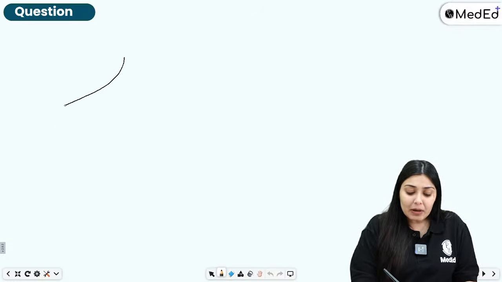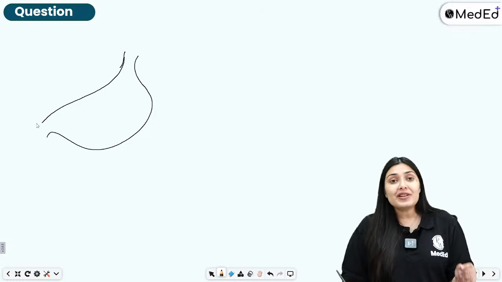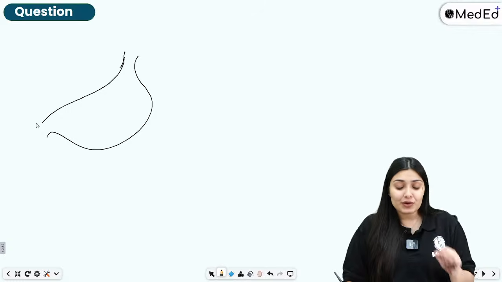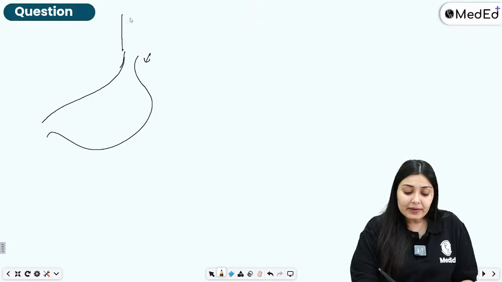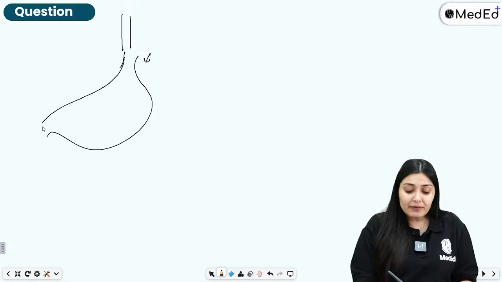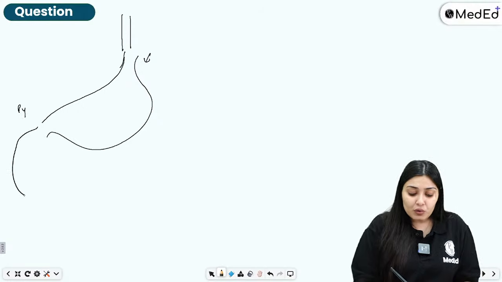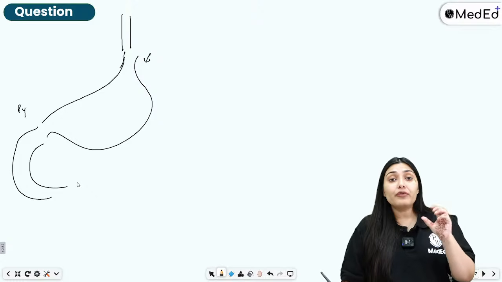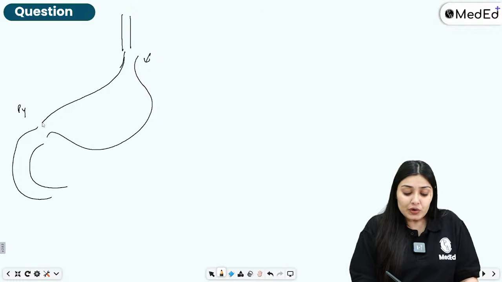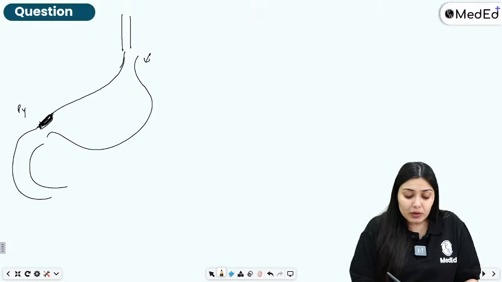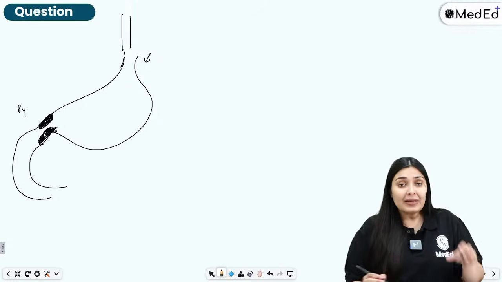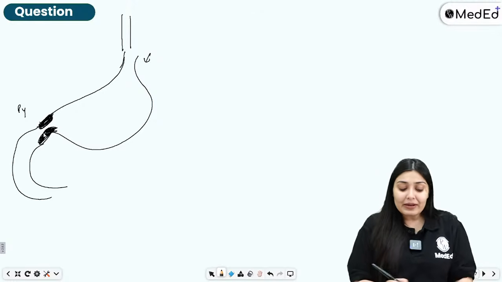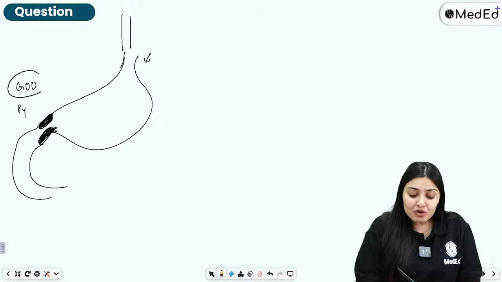If this is my stomach, the condition itself says hypertrophic pyloric stenosis. This is my fundal end that is connected to the esophagus, and then we have the pyloric end which goes down into the duodenum. So there is hypertrophy of this pyloric area. There is hypertrophy of the circular muscles in the pylorus end. So what will happen because of the hypertrophy? The lumen will be constricted. There will be gastric outlet obstruction.